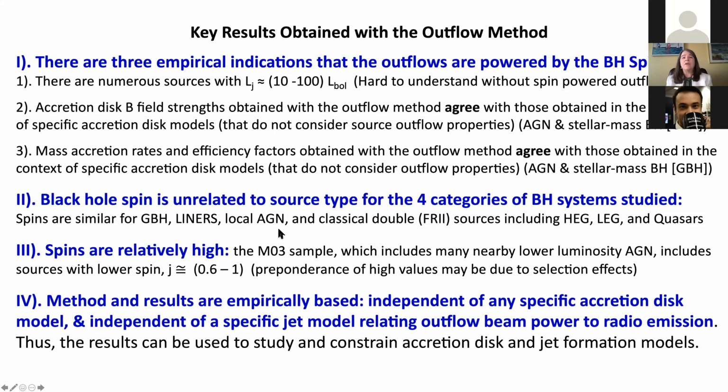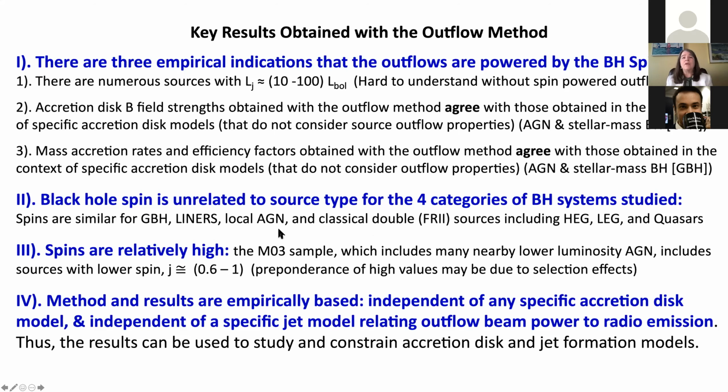The spins obtained range from about 0.6 to 1, with the possibility that the preponderance of high values, especially going to high redshift, may be due to selection effects. And finally, the method and results are all empirically based. They're independent of any specific accretion disk model and independent of a specific jet model that relates the radio emission to the outflow beam power.